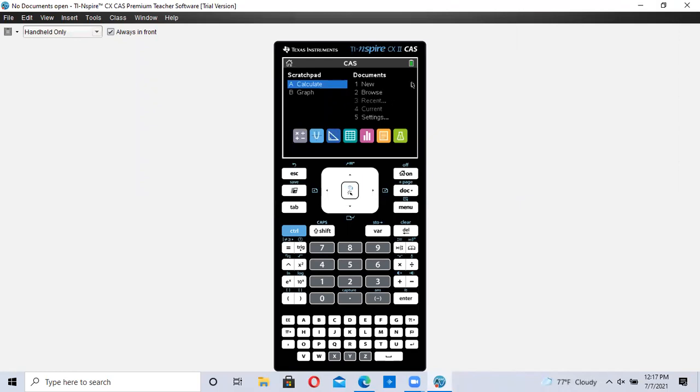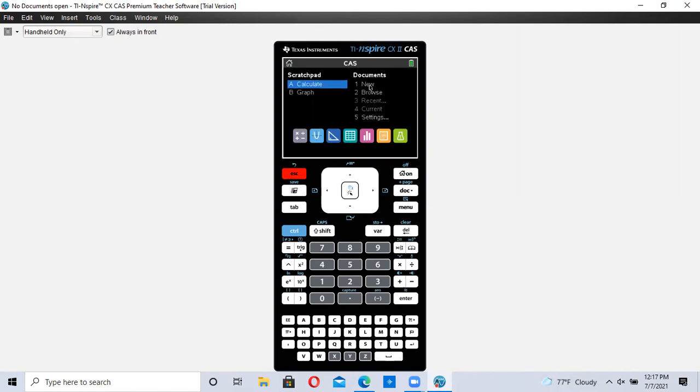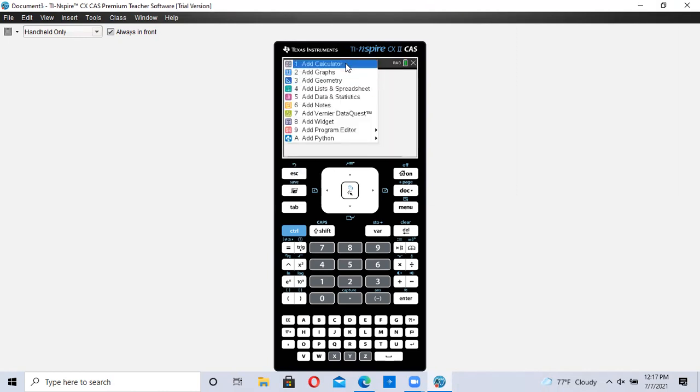First of all, we either can go to the scratch pad, which is right here, just click on A, or you can go to a new document, add calculator. So I'm going to stay here instead of the scratch pad. I think it's easier to erase it when you go here. Those keystrokes said, click on the menu button once you're here.